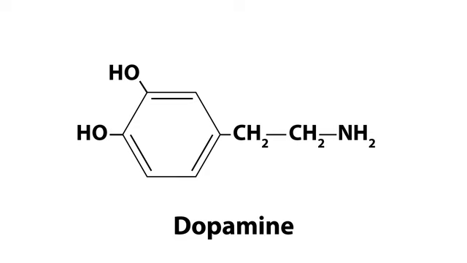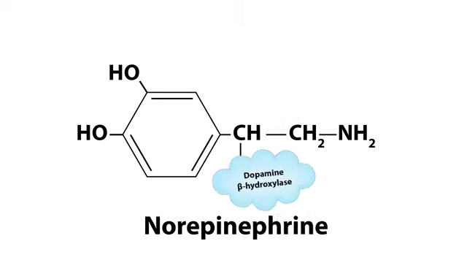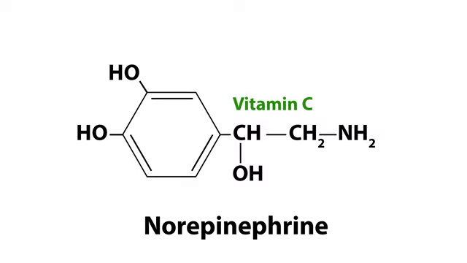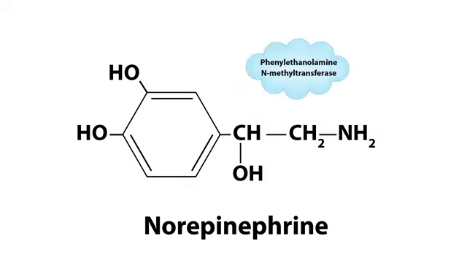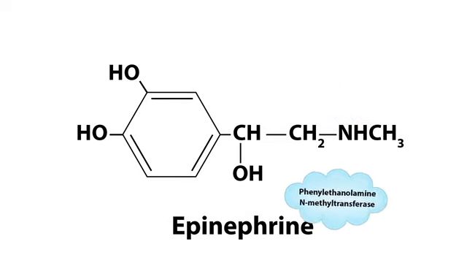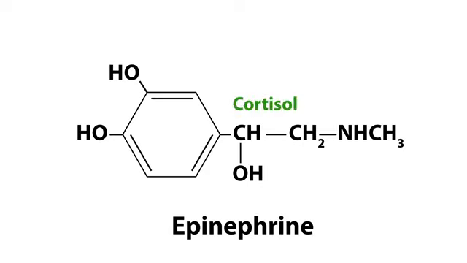And there's an important cofactor for this enzyme, which is vitamin B6, pyridoxal phosphate. Then the enzyme dopamine beta hydroxylase comes along and adds another hydroxyl group to the side chain on dopamine, and that makes norepinephrine. And here, vitamin C is the cofactor. And then finally, the enzyme called PNMT, or phenylethanolamine N-methyltransferase, transfers a methyl group to the side chain, and that produces epinephrine. And this step is stimulated by cortisol.